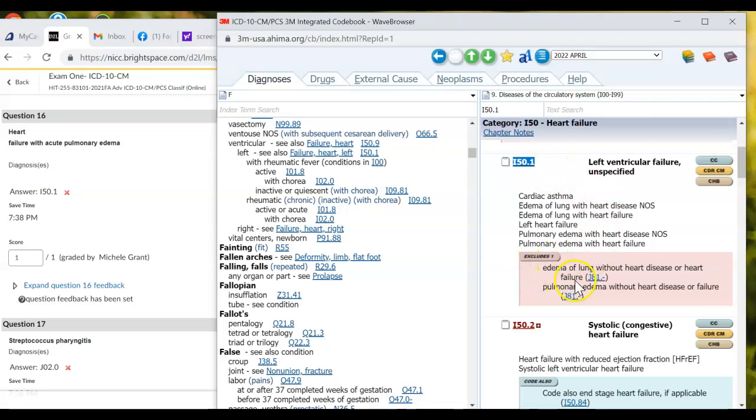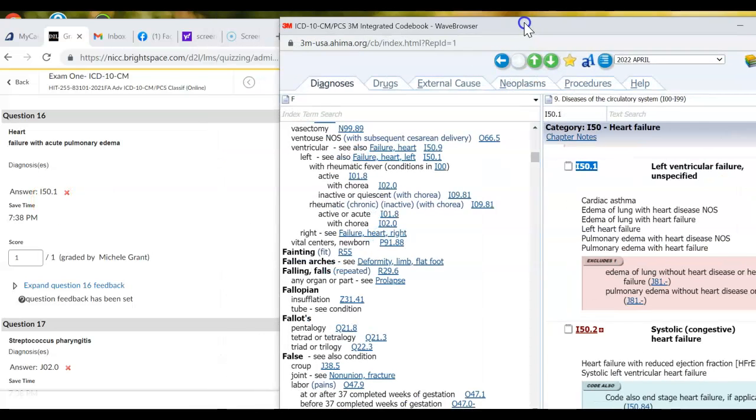Now look at these excludes. Edema in the left lung without heart disease, then you would have coded that. But keep in mind, we do have heart failure. So you're not going to code these J81 codes too. You only need the I50.1 code.